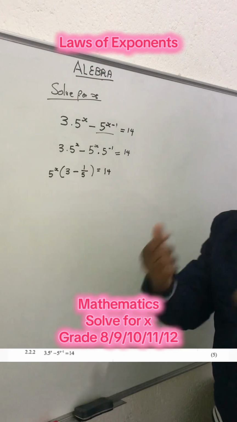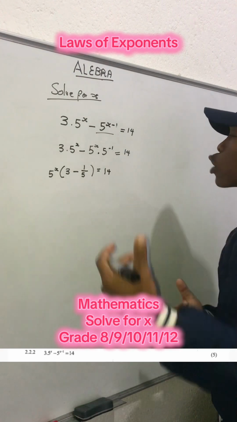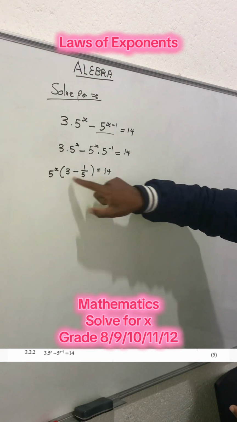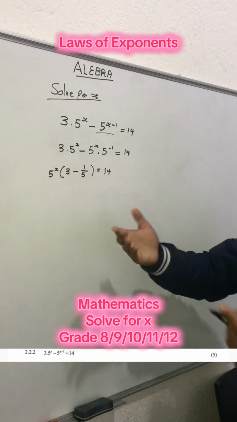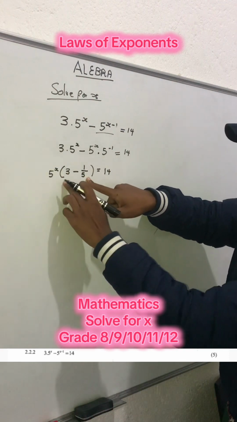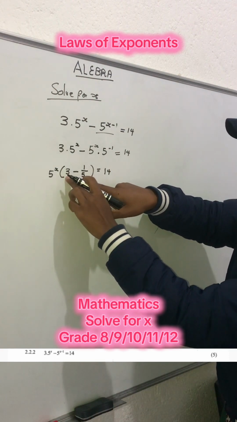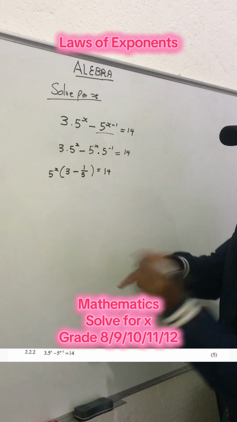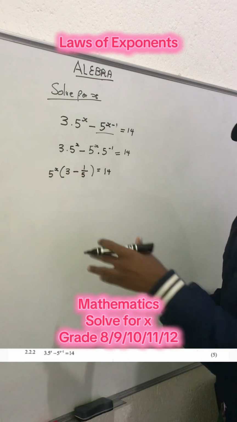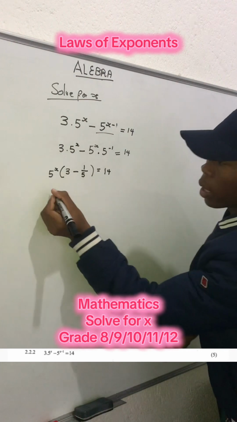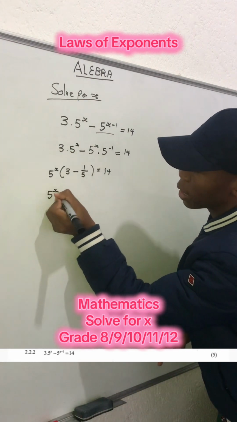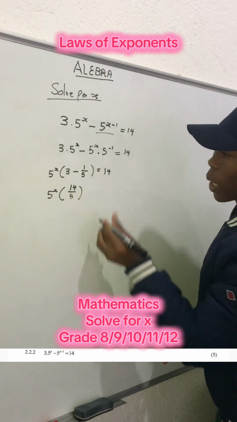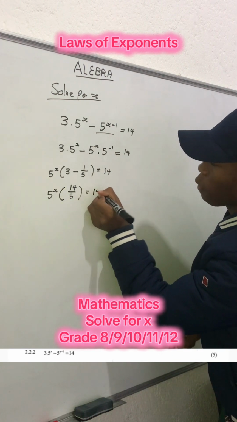You see, maths wants you to know all this stuff. You must know how to factorize. You must know how to apply the laws of exponents. So I'm here. Now, these are constants or like terms. I can add them or subtract them together. If you say 3 minus 1 over 5, what do you get in your calculator? I think you get something like 14 over 5. Now this is 5 to the power x, open bracket, and this is 14 over 5, then close bracket. Of course this is 14.